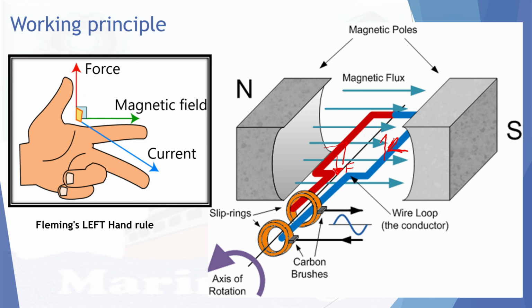Then you will have a force upward, which will create a couple on this conductor loop, like that. So this conductor will tend to rotate in the anti-clockwise direction. So this is the basic phenomenon of the working of this AC motor.